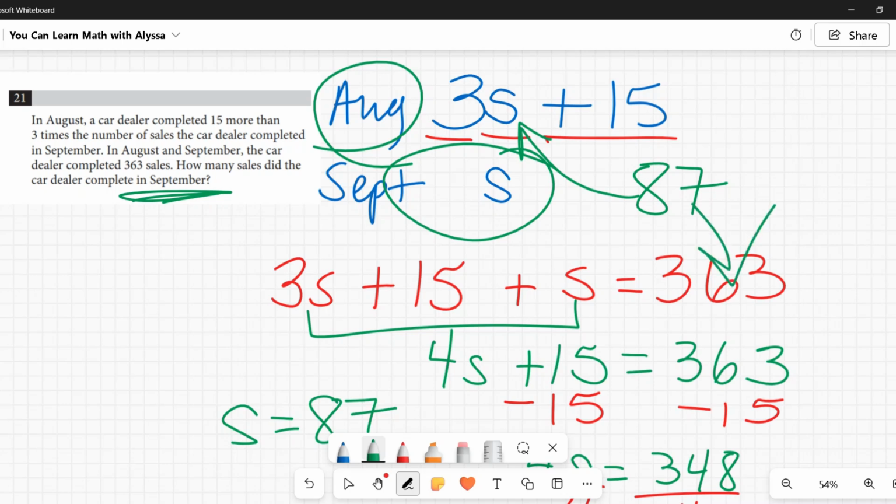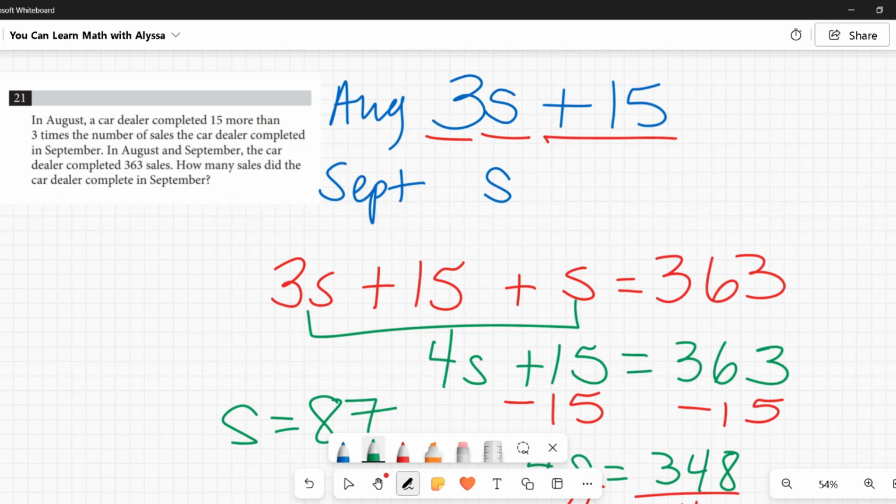Or you could have just subtracted it from 363 to see what they did in August. So just always be careful. Again, they're asking for September, so it is 87. That is my answer.